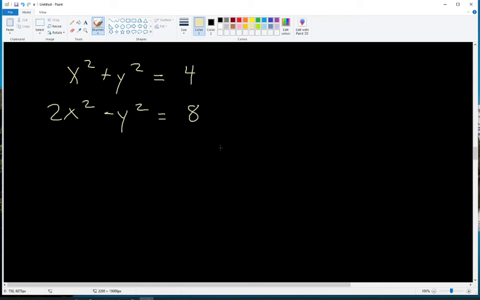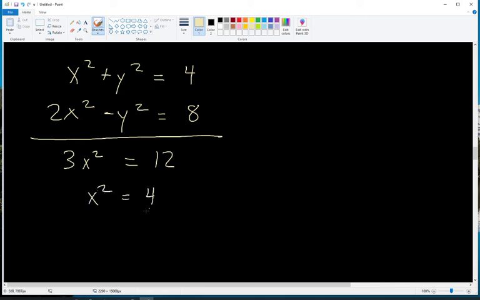So this is all set up for elimination again. If we just add straight across, x squared plus 2x squared is 3x squared. The y squareds minus y squareds cancel. That equals 4 plus 8, which is 12. We can divide the 3 across, so we get x squared is 4. To get x by itself, we take plus or minus the square root of 4. So x is plus or minus 2.